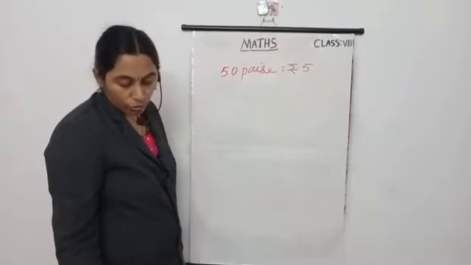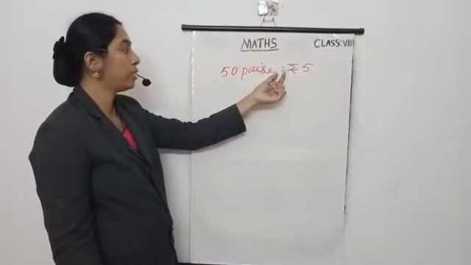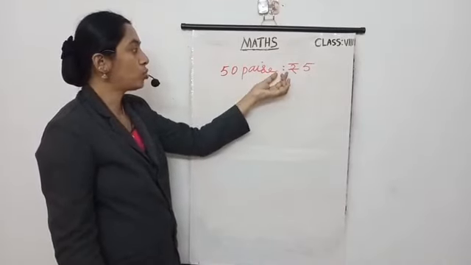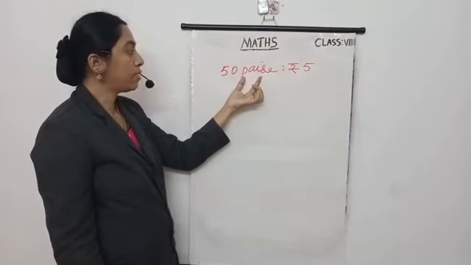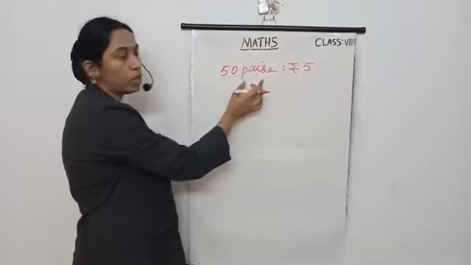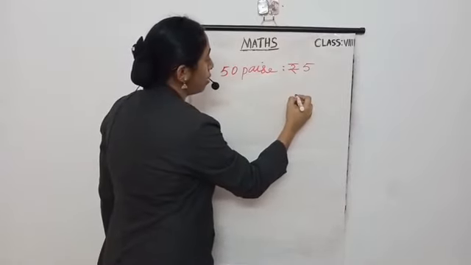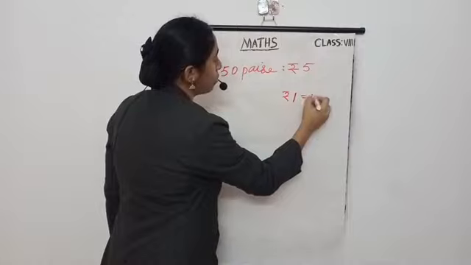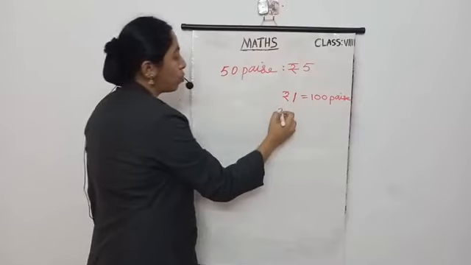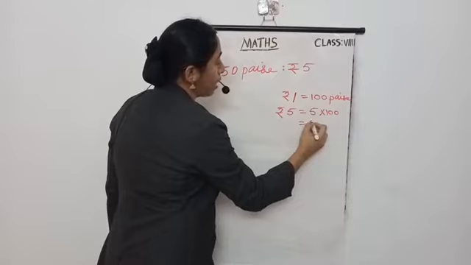Now question C, 50 paise to rupees 5. So 50 paise is to rupees 5. Now this is given in paise and this is in rupees. So we need to convert this into paise. So we know 1 rupee equal to 100 paise. Isn't it? So multiply rupees 5 with 100, we get 500 paise.